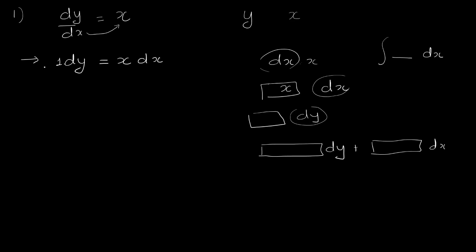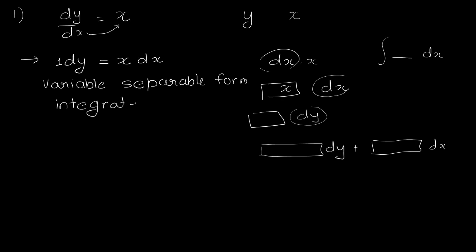Now coming back to this, once the y terms and x terms have been separated, this is called variables separated, or variables separable. So we call this the variable separable form. Once the variables have been completely separated, we have to integrate on both sides.